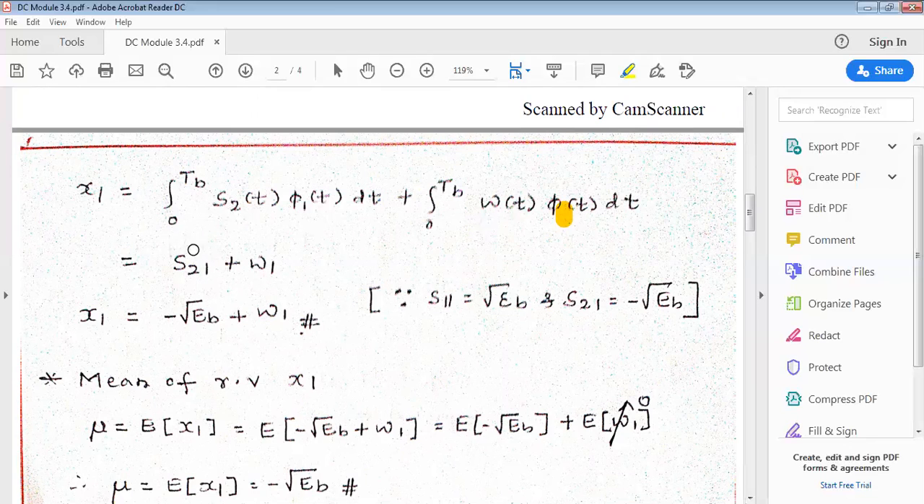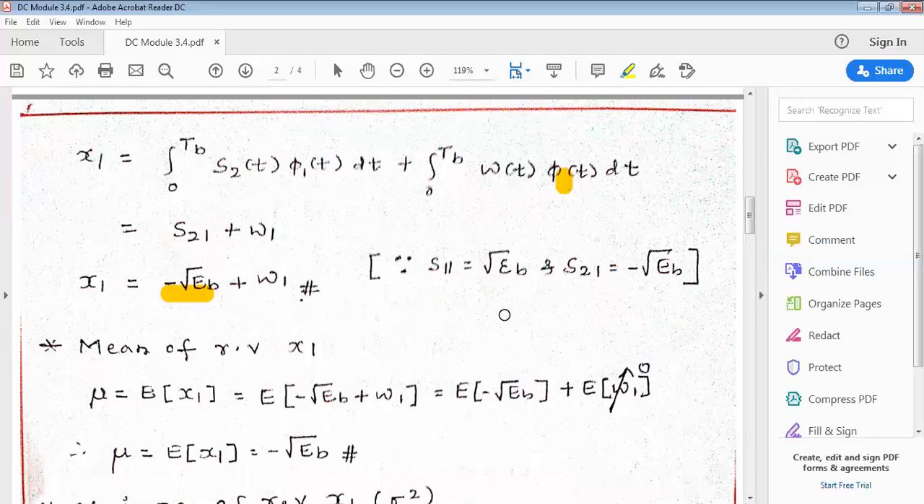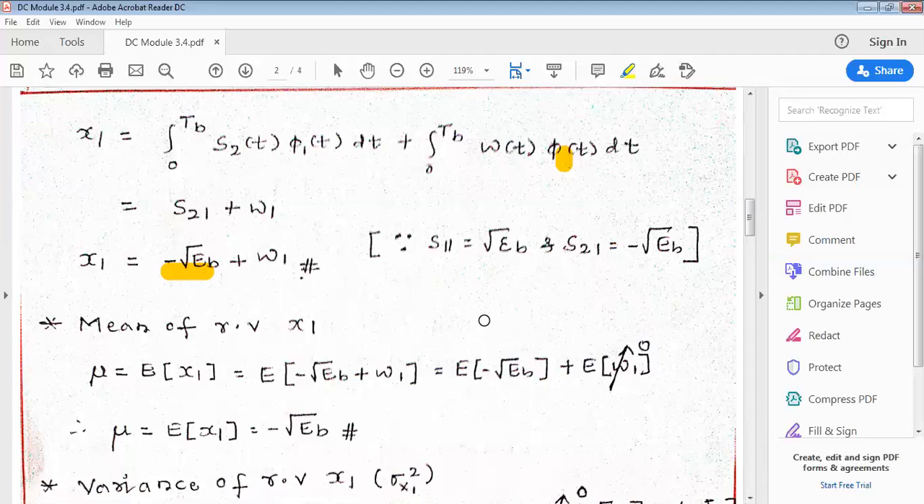And we know that the message point s21, which corresponds to the transmitted signal s2(t), is given by minus square root of Eb. That's why it is very important to understand the signal space or constellation diagram for BPSK, right? So I will write x1 as minus square root of Eb plus this w1, which is a random variable corresponding to the noise process w(t), because s21 is equal to minus square root of Eb and s11 is equal to square root of Eb. We know this from the constellation diagram.